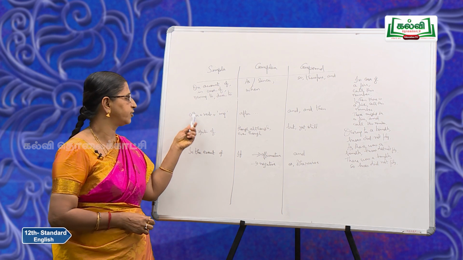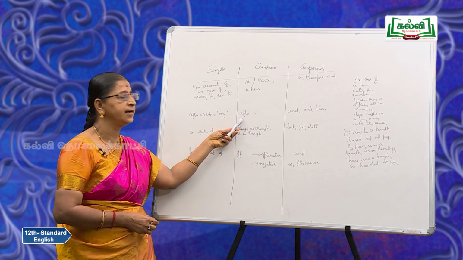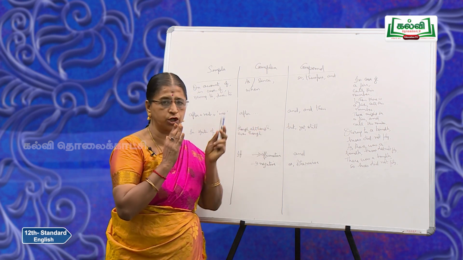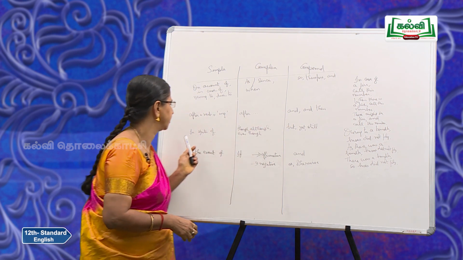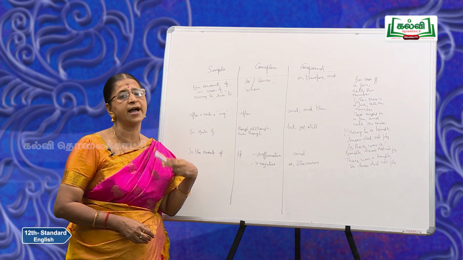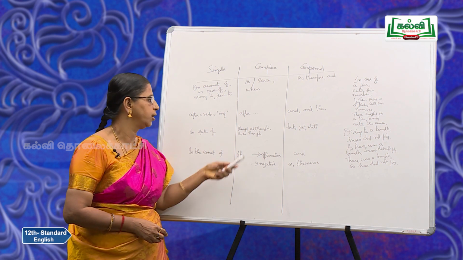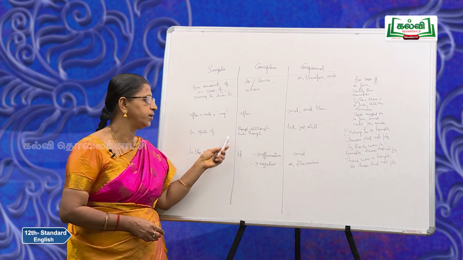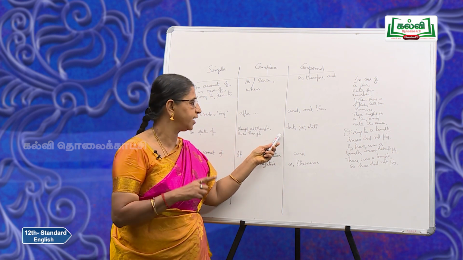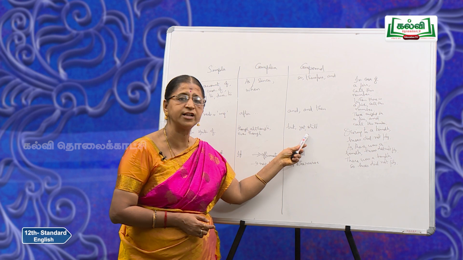Now, look at this sentence, after plus verb plus ing. After locking all the doors, he left the office. Here, after he had locked all the doors, he left the office. Compound: he locked all the doors and then left the office. Now, in spite of, I have already given you an example. In spite of bad weather, the match continued. Simple sentence. Though the weather was bad, the match continued. Although the weather was bad, the match continued. Even though the weather was bad, the match continued. Here, the weather was bad, but the match continued. The weather was bad, yet the match continued. The weather was bad, still the match continued.